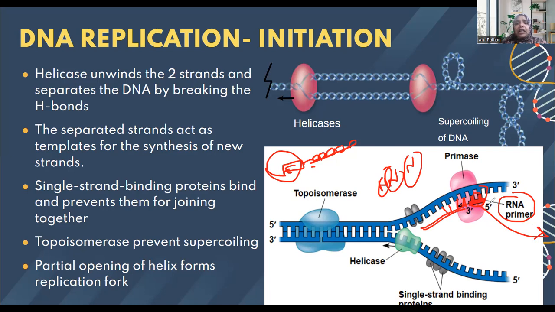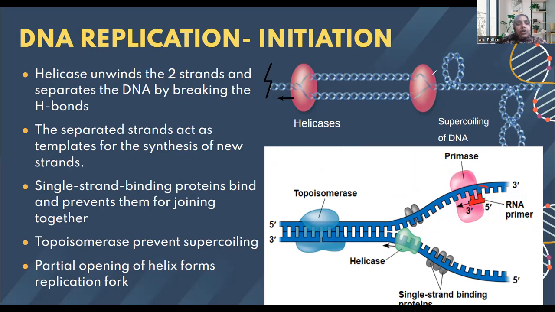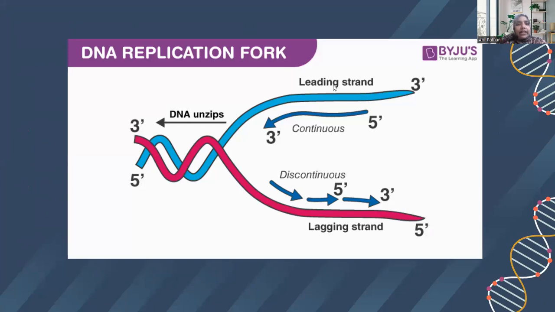This RNA primer will be first attached to begin the addition of nucleotides over here with the help of the enzyme primase. Primase will bring the RNA primer and join it to the beginning, to the origin site from where the replication process will start. It will look like this. So DNA unzips part by part as and when the replication fork is moving forward.